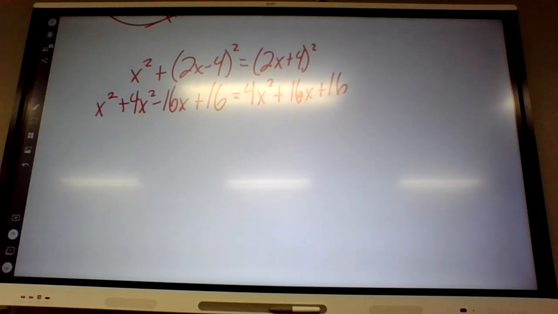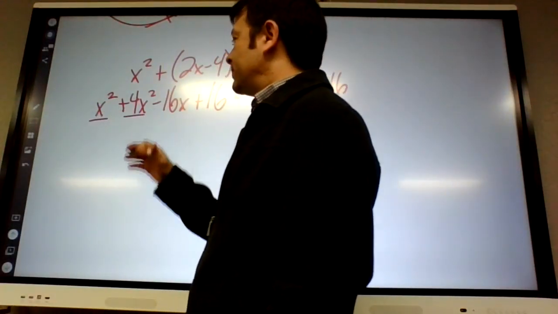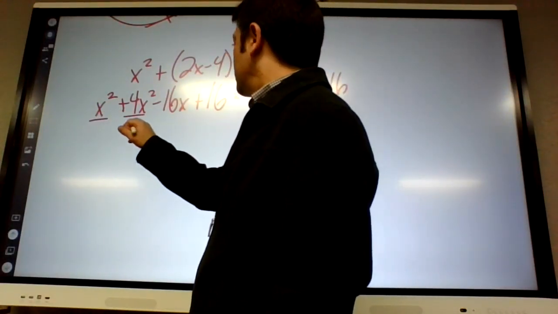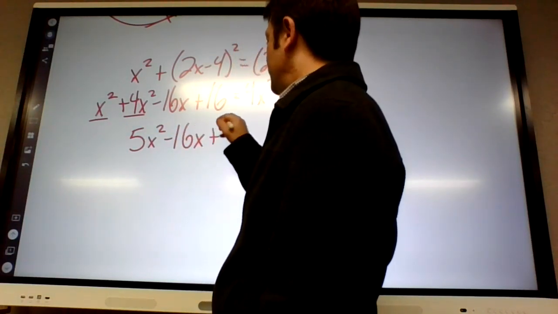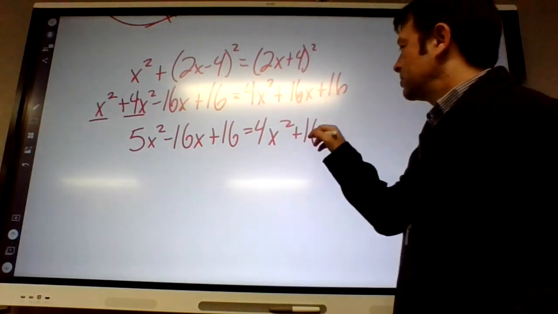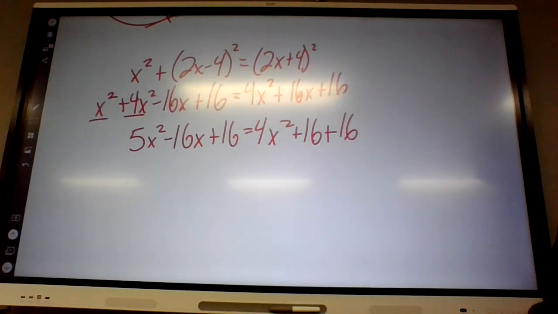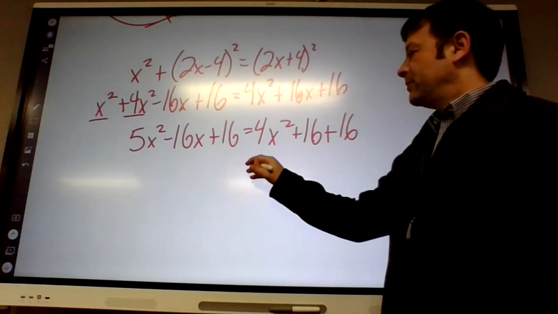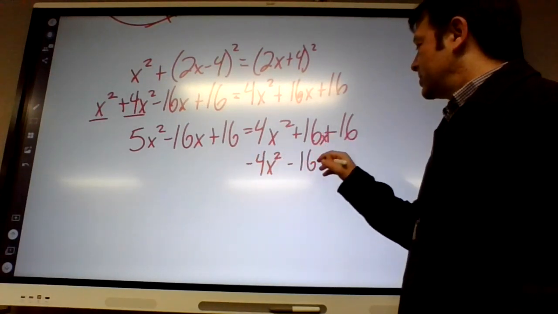All right, can I simplify anything else? What's x squared plus 4x squared? Okay, I mentioned this before, but how do we solve it when it's an x squared problem? Move everything to one side and factor. So I'm going to get rid of everything on this side. I missed the x right there.